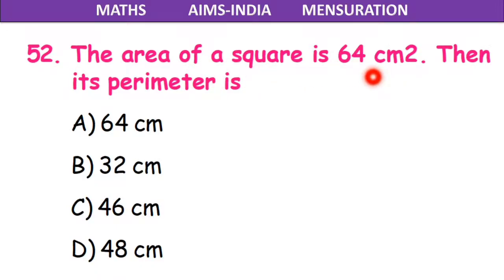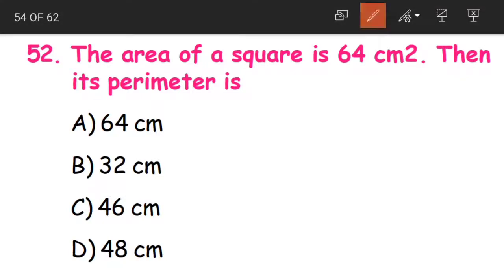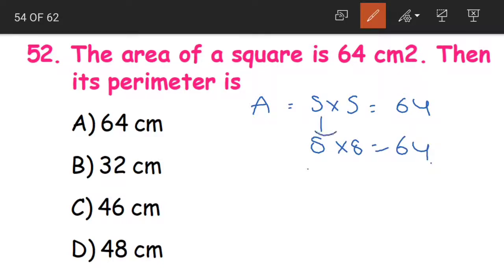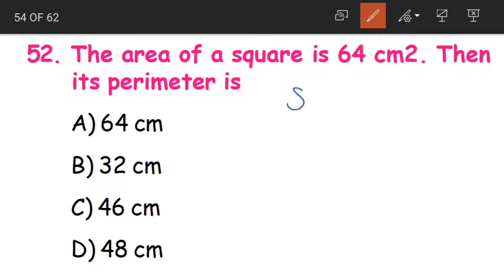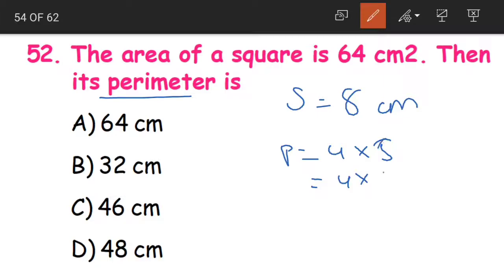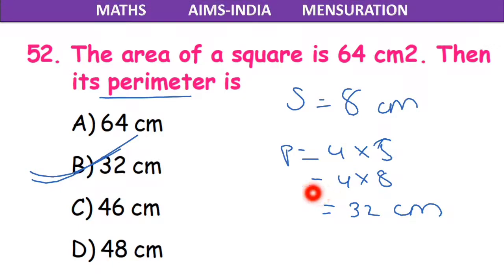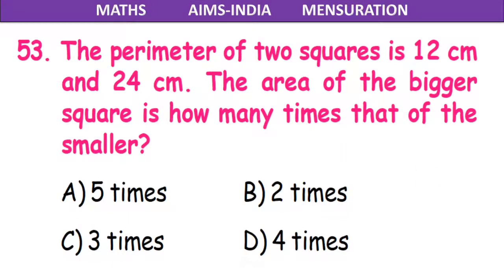Area of a square is 64 centimeter square, then its perimeter is? Area of a square, that is side into side, is equal to 64. Yes, if you remember, 8 into 8 is equal to 64. So the length of the side here becomes 8. Yes or no? 8 into 8 is equal to 64. So S is 8. We have found out the side of the square is equal to 8 centimeters. Then perimeter is 4 into S, that is 4 into 8, that is equal to 32 centimeter. Option B. Perimeter is 32 centimeter.